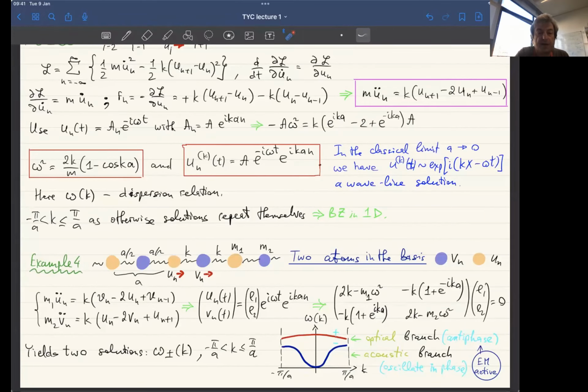If you have a single atom in the primitive unit cell, for example simple metals like copper, lithium, sodium, they form an FCC lattice with a single atom in the unit cell. You have just 3 acoustic branches. But if you consider MgO, for instance, it's again an FCC lattice, but with 2 atoms in the primitive unit cell, you will have 3 acoustic branches and 3 optical branches.